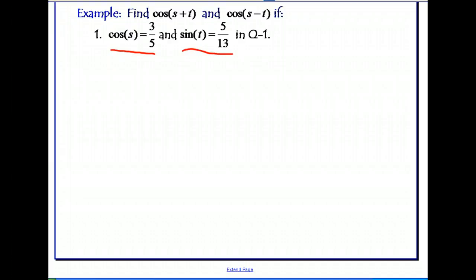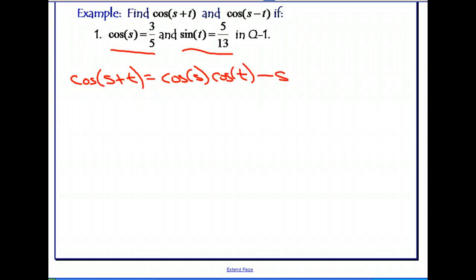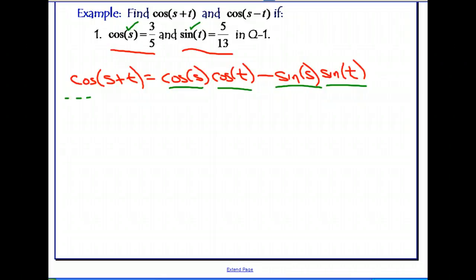And so let's write out our cosine of s plus t identity. So cosine of s plus t, it goes cosine, cosine, and it goes minus sine, sine. And as we write out this identity, we realize to use this identity, we need to know 4 things. Cosine of s, we've got it. Cosine of t, we don't know that right now. Sine of s, we don't know that yet. Sine of t, we've got it. So they've told us 2 of the 4 things to use our identity. We have to figure out the other 2 of those things.